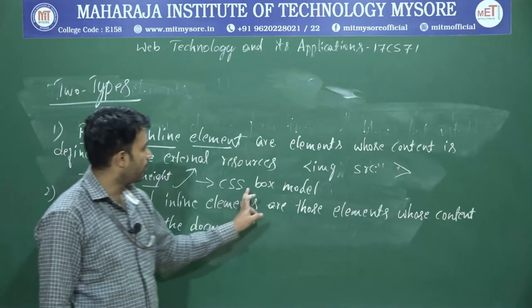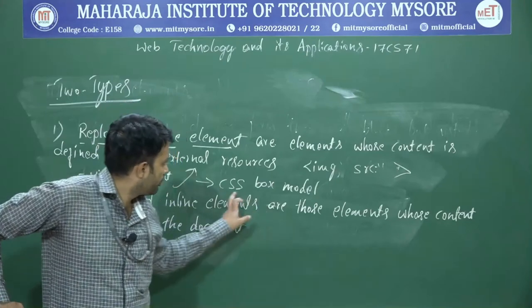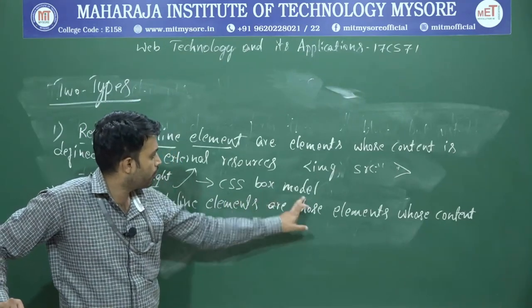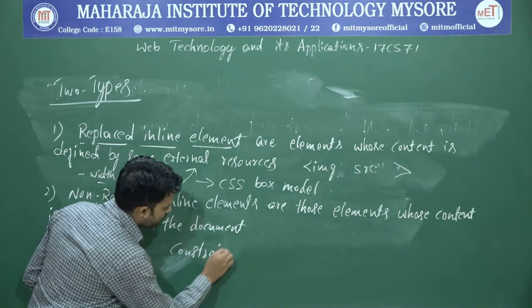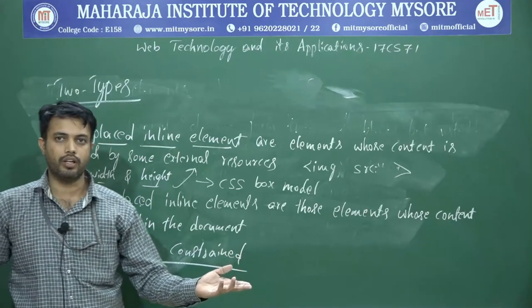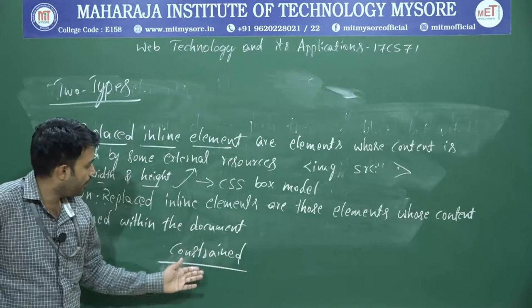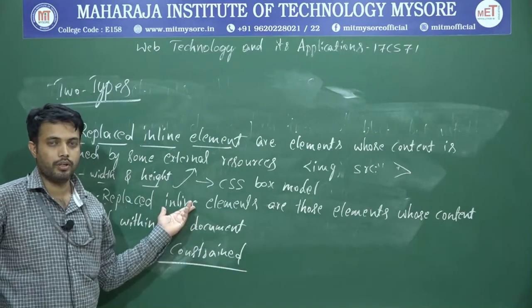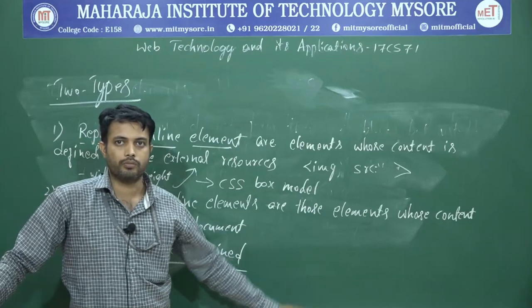And it will follow the constraint box model. This supports the normal CSS box model, but it is constrained. Why it is constrained is that we can define, for example, font size, font color, line spacing. All this we can define within this element itself. That's why it supports the constraint box model.